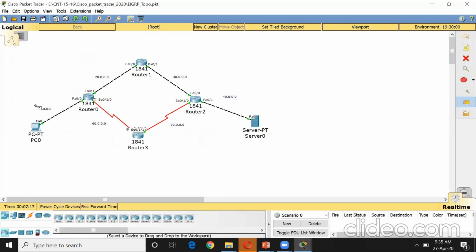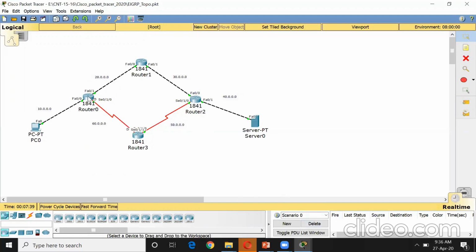So we see the transmission here, that from PC0 to router 3 it is successful. Then PC0 to server it is successful. So you can check first, that will be failed. Now it is successful. Then PC0 to this router 1 it is successful. So transmission is successful among all these routers.